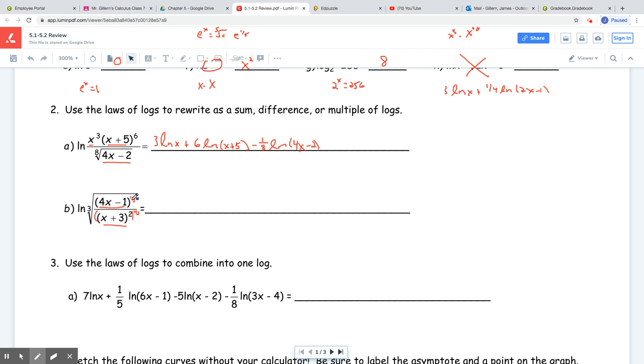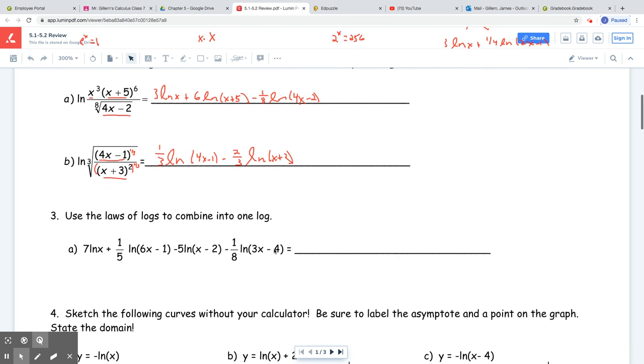So this is not being raised to anything else, so it's just going to be the 1/3. So 1/3 natural log of 4x minus 1, minus 2/3, because we have the 2 here. It's also being raised to the third. Power to a power, we multiply. Natural log of x plus 3. All right, so definitely 1 or 2 of those, but these should go by pretty fast.